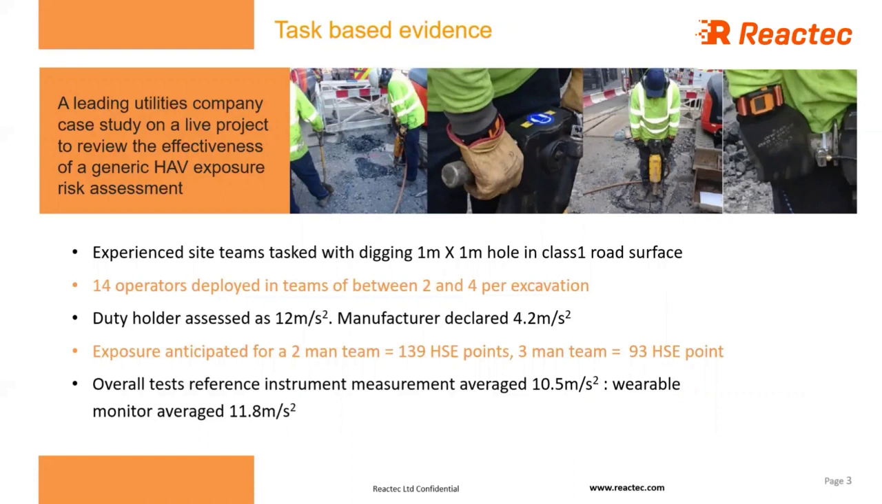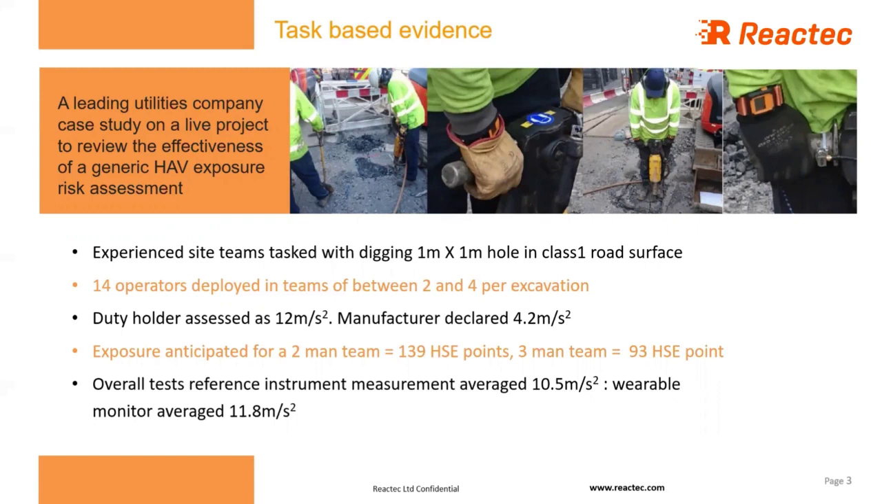Now the first example here comes from a work study of a specific task with a leading utilities company, whereby an excavation was undertaken of a specific size in a specific type of road, but a number of different teams were used to be able to determine what a typical risk would be from that activity. So based on doing this several times over with different groups of people, it essentially was established what the typical or average vibration magnitude for the exercise was, which was around about 12 meters per second squared.